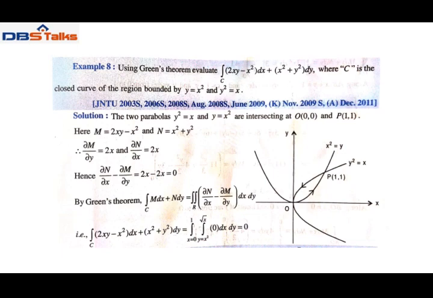This is the important part in this problem: how to take y limits? Just see the picture. In this picture we have to take the y limits. This is the curve y equal to x square, which intersects the curve y square equal to x. Now we have to evaluate the region 0 to P. So we take the limits y equal to x square to root x, and dou N by dou x minus dou M by dou y is 0. So the value is 0.